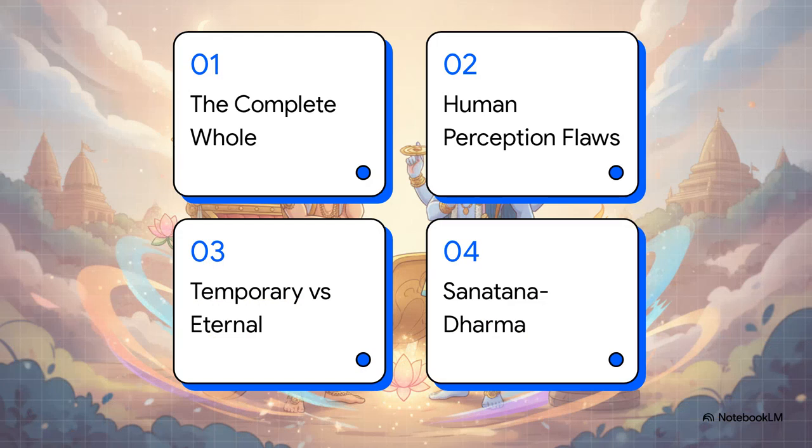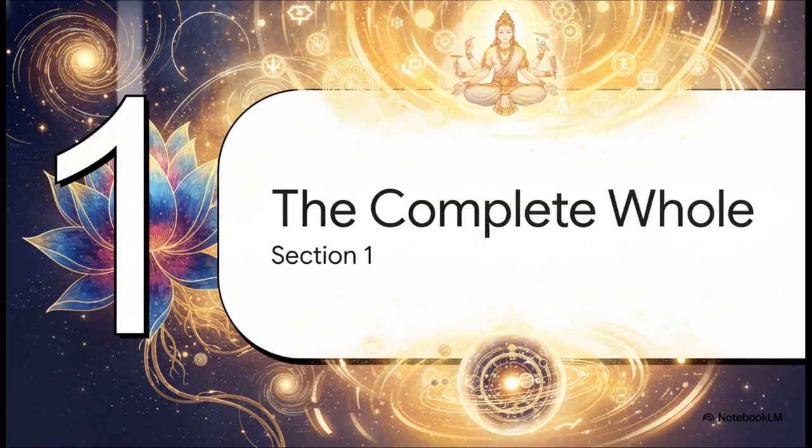So here is our roadmap for today. We've got 4 main stops. First up, the complete whole. Then we'll hit flaws of human perception. After that, we're contrasting temporary versus eternal worlds. And finally, we'll wrap the whole thing up by really defining Sanātana-dharma. Let's get to it. Starting off with part 1, the complete whole.